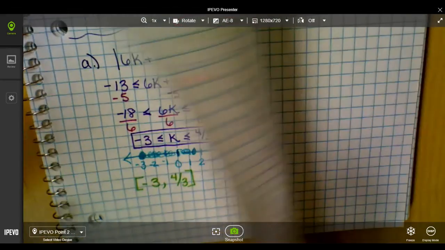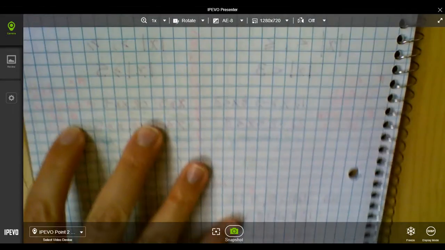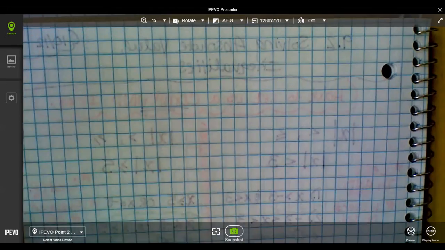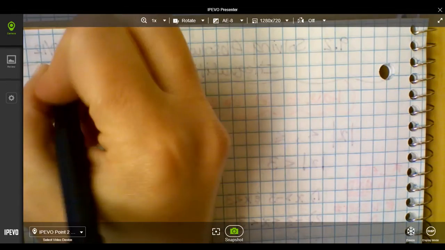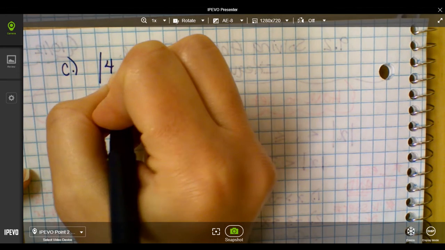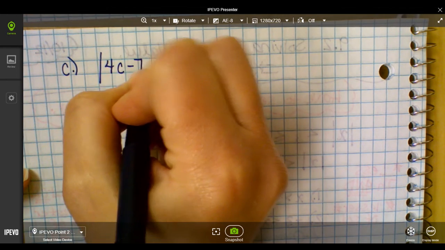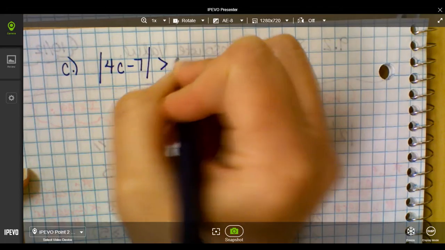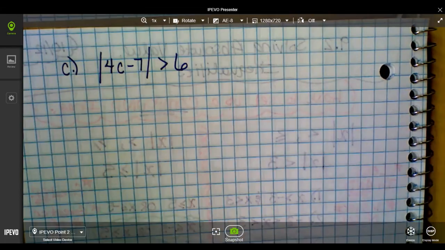So I'm going to turn my page. Okay, so my next one is going to look something like this. So now I have the absolute value of 4c minus 7 is greater than 6.